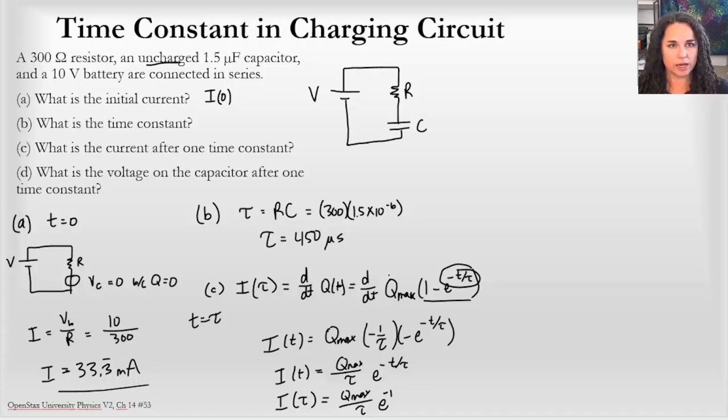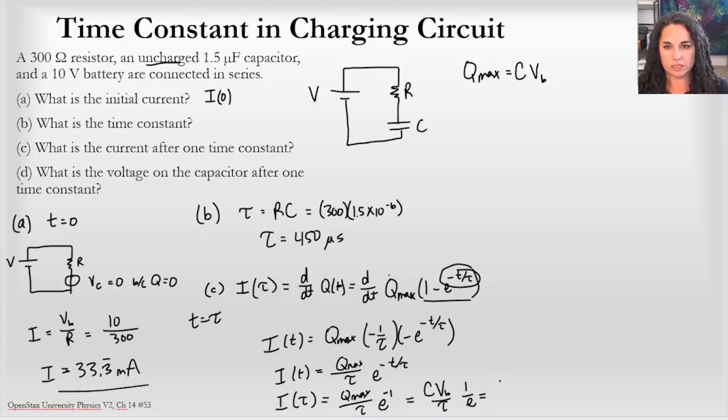After a long time, when that capacitor is charged up, what it's done is the current will go to 0. So Q max will equal C times the voltage across that capacitor, which is going to be the voltage from the battery. Okay, so I'm going to take C V_B over tau times 1 over e. E to the negative first power is 1 over e.